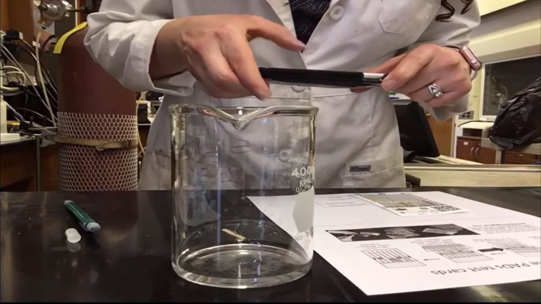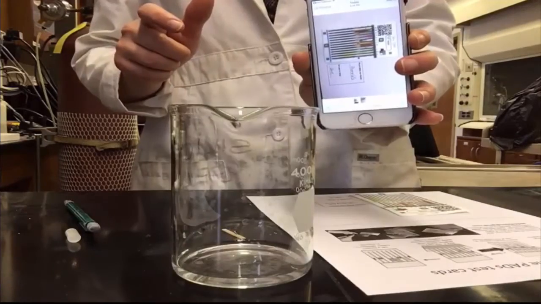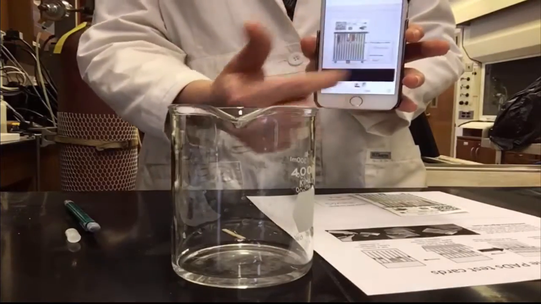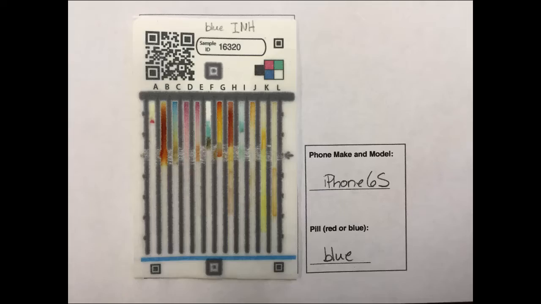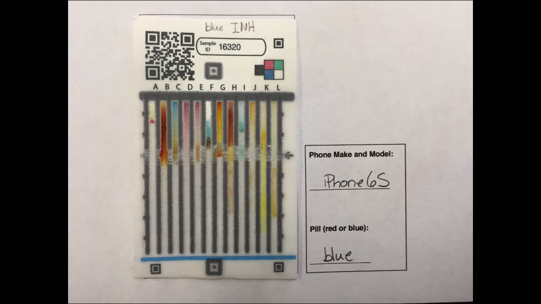Then please email your photograph to the email address listed on the information page right above your developed pad. By sending your photo to this email address, you are helping the PADS team at St. Mary's College and at University of Notre Dame to advance their research. So thank you for your help. Now use this photo to answer the questions in your post lab and see if you can determine what's in that pill that you tested.